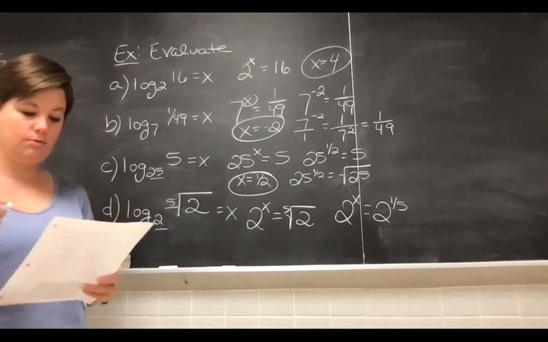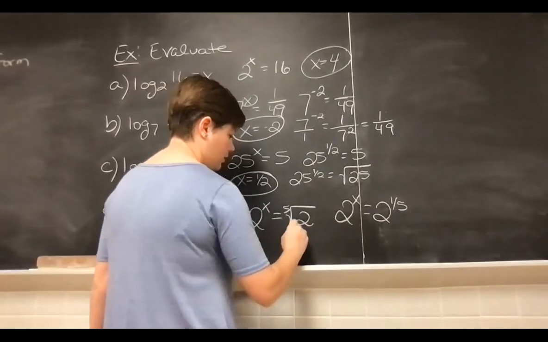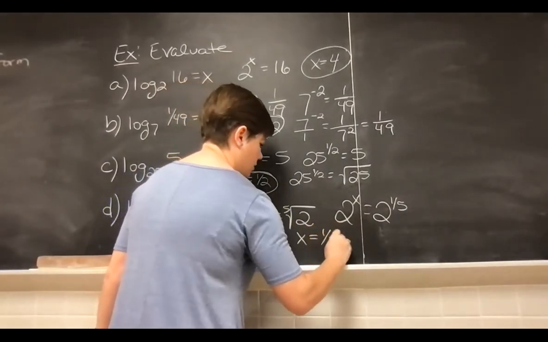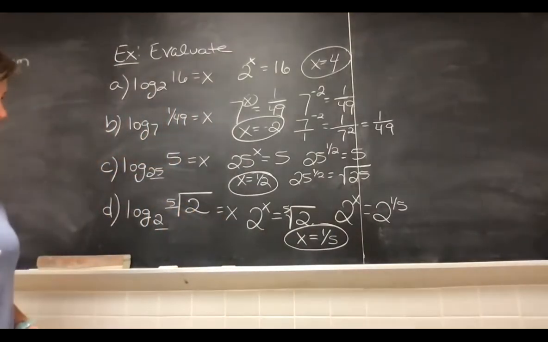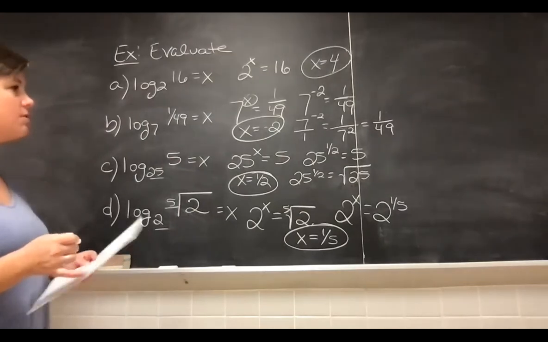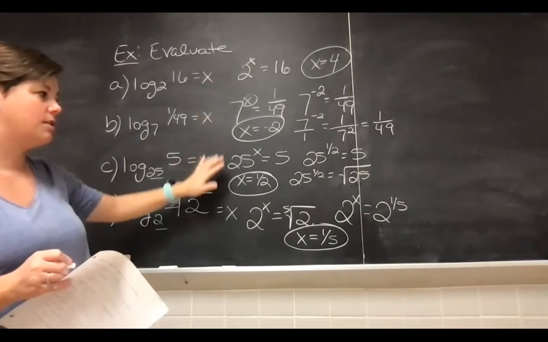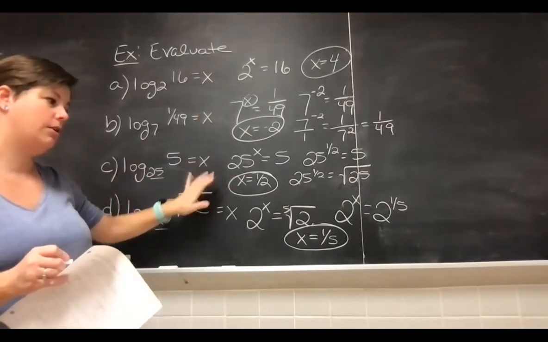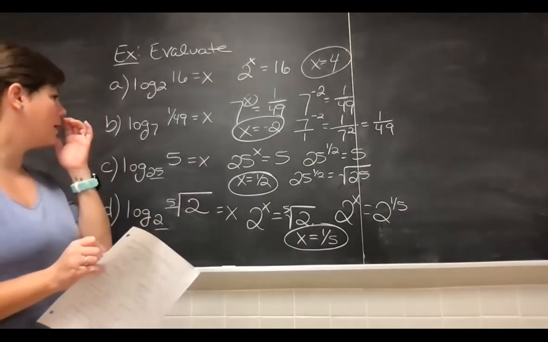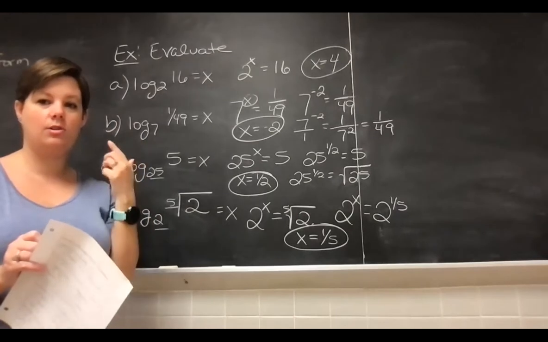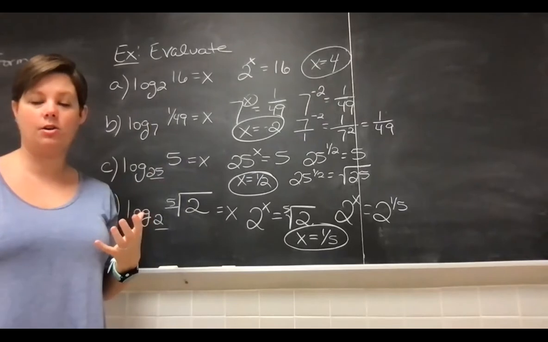So now, what is x? Well, if we have 2 to the x equals 2 to the 1/5, then x equals 1/5. So sometimes they're very straightforward. Sometimes they have a negative. Sometimes they're a little bit harder to see. And so you have to practice. You have to practice thinking about exponents in that way. Thinking about what do I raise this number to get this other number.